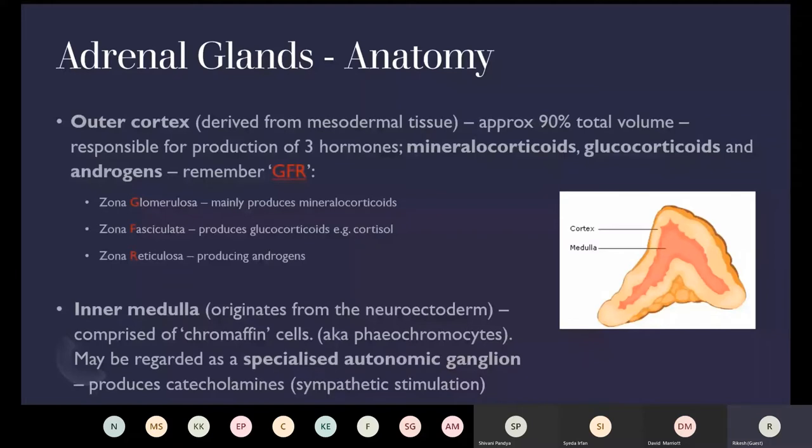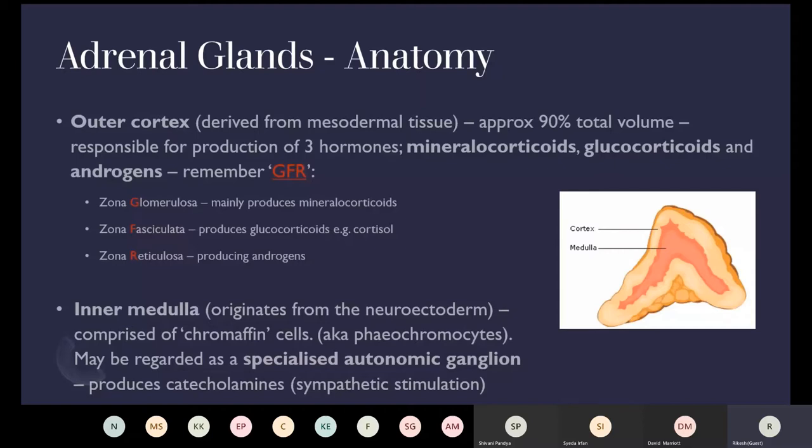So basically the cortex is responsible for production of the hormones. You remember that by GFR. There's three layers to it: the glomerulosa, the fasciculata, and the reticularis. So GFR. The glomerulosa produces the mineralocorticoids. The fasciculata is the glucocorticoids, so cortisol. And the reticularis is responsible for producing the androgens. So that's just a way of remembering it.